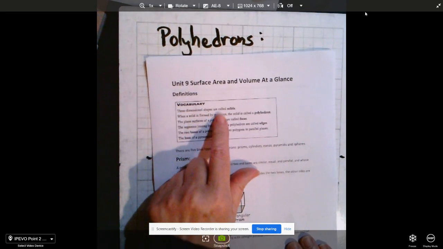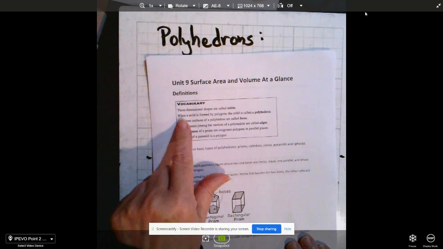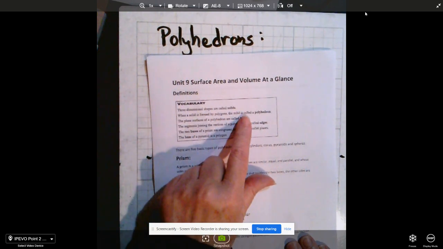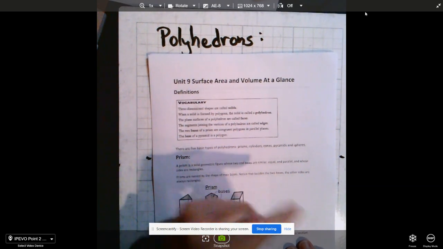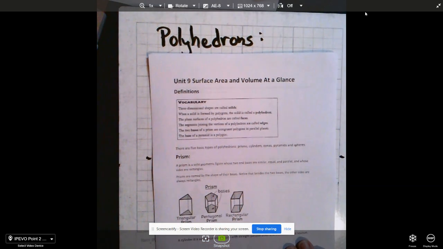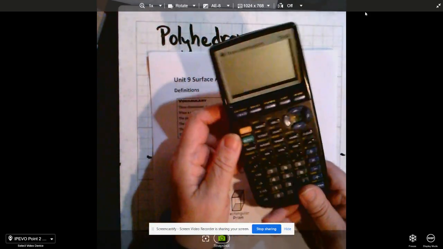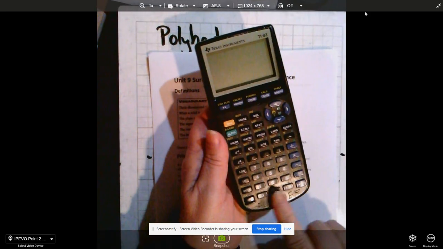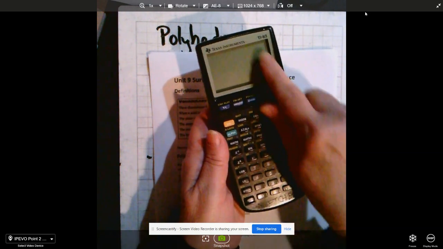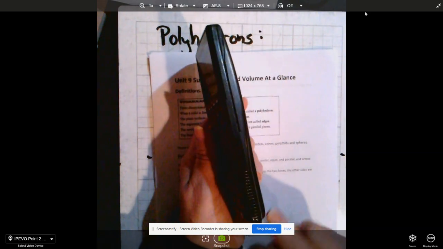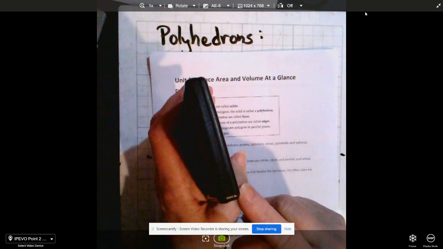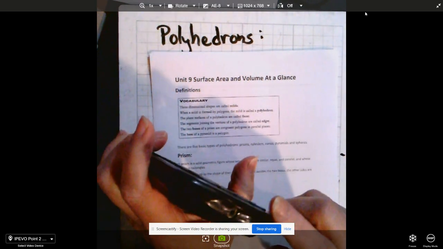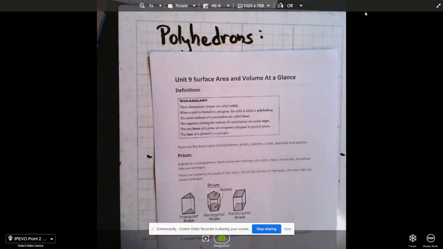So three-dimensional shapes are called solids. When a solid is formed by polygons, the solid is called a polyhedron. So when the sides of something are polygons, it could be called a polyhedron. For instance, if I take a look at this calculator, right? This side is a rectangle, roughly. I know the sides are rounded, but let's just pretend it was straight. That would be a rectangle. Then this side here would be a rectangle. This side here is a rectangle. This top is a rectangle, and this bottom here would be a rectangle. So all the sides are polygons, so it would be a polyhedron.